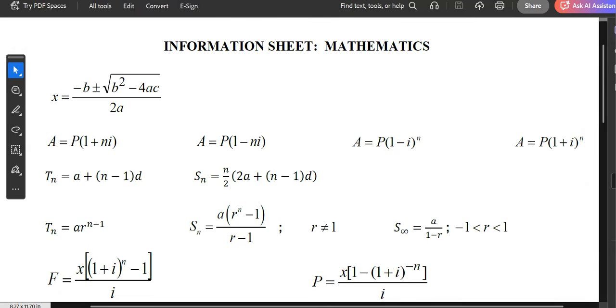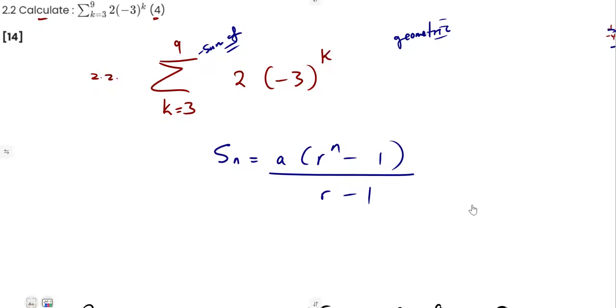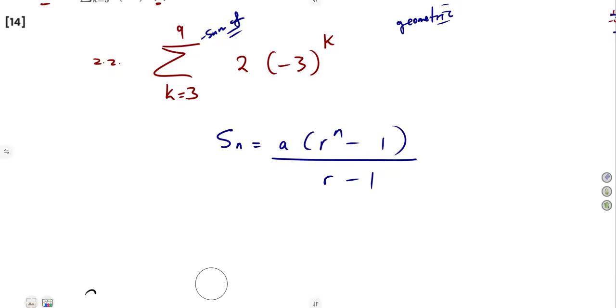a into r to the exponent of n minus 1 over r minus 1 is the sum of terms for a geometric series that we are given. Where our r is -3, you'll see. Let's say you find your first term when our k is 3. It's going to be 2 into -3 to the exponent of 3. You simplify, that was going to give you a -54.